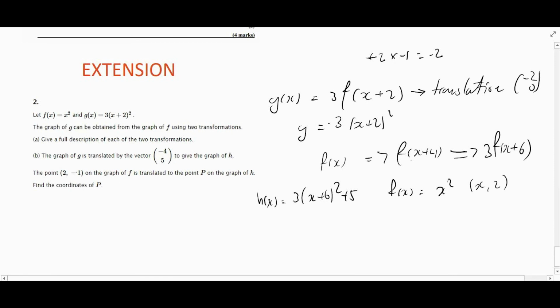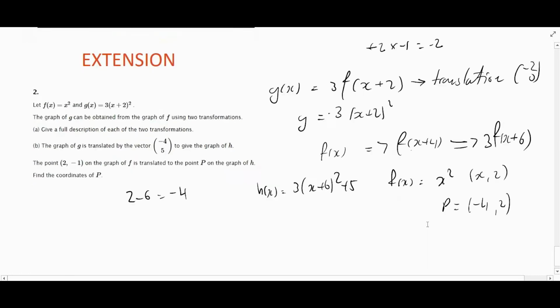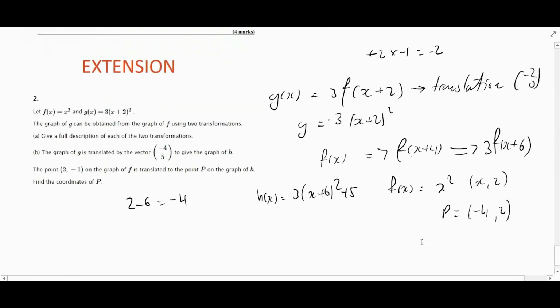So the x is actually here plus 6. But what that really means again is just -6 movement in terms of the x. So this would just be 2 minus 6, which is equal to -4. So really what that leaves you with is -4, 2 as the coordinates of P. And hopefully that makes sense. That's obviously a decent amount harder than you probably need to use, but hopefully gives you an idea of where you can take and where you can go with this.